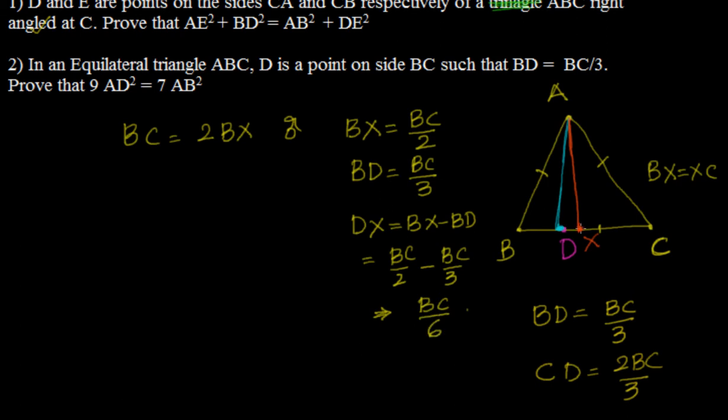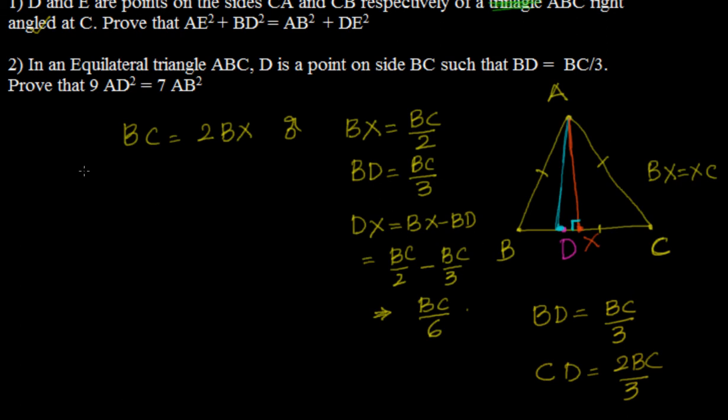Now we have DX. Why am I doing that, can you tell me? Because this is 90 degrees, right? So I have two triangles now. One is triangle ADX, another triangle is ABX. I will leverage those two triangles and try to find out the relation between AB and AD. Okay, that's the whole idea.